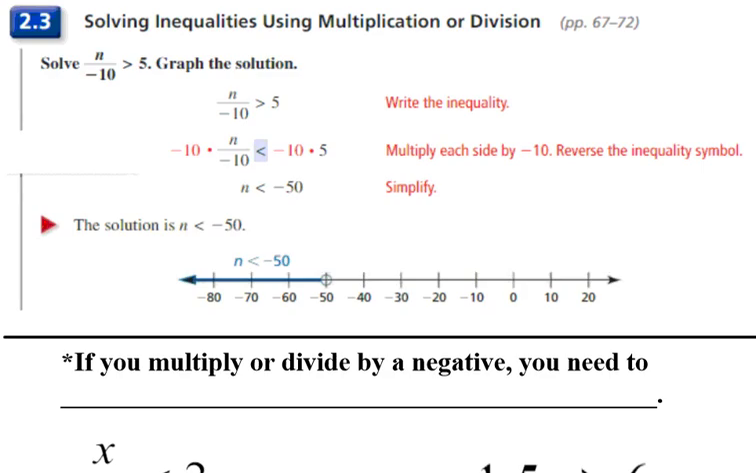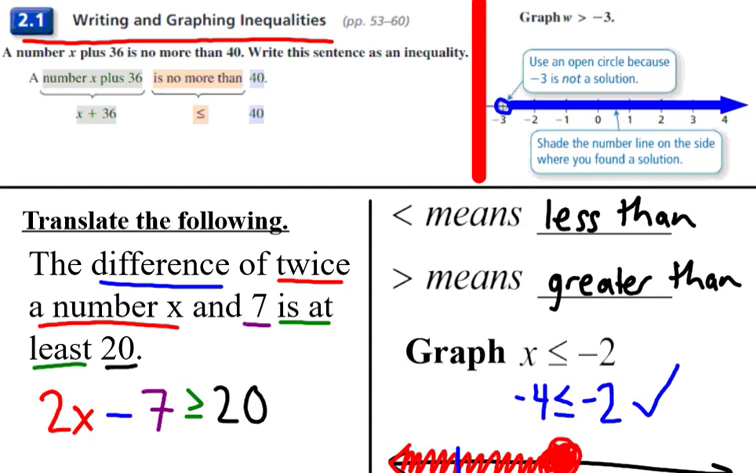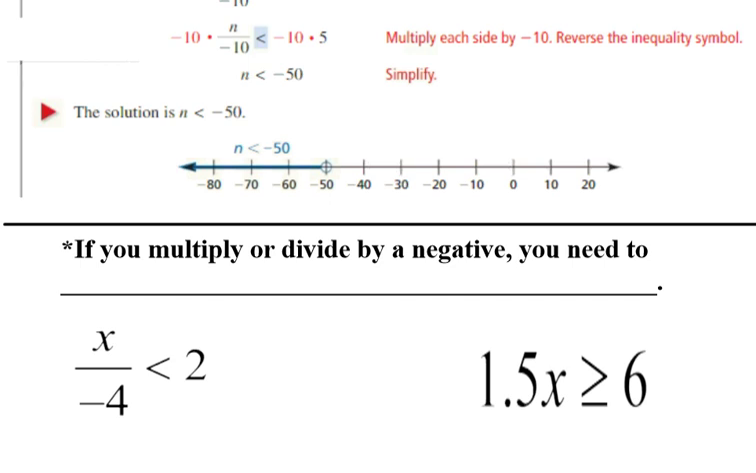That's 2.2. 2.3 was on solving inequalities using multiplication or division. So 2.3, one-step inequalities using multiplication and division. Almost the exact same thing we wrote here. 2.3, solve inequalities using multiplication or division is what you should put at the top. Then we're going to put two examples. One example using multiplication, one example using division.